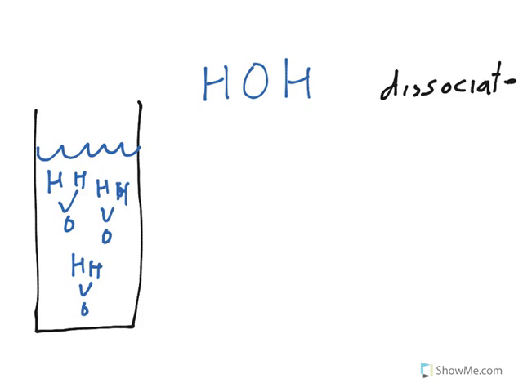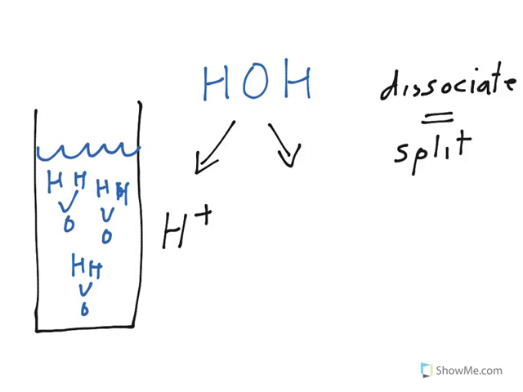Okay? And dissociate is basically a fancy word for saying that they are going to split. These H2O molecules, some of them are going to split into an H+ ion and an OH- ion. Now, comparatively, this is a very small number. Very few of these water molecules are going to do this, but nevertheless, some are.